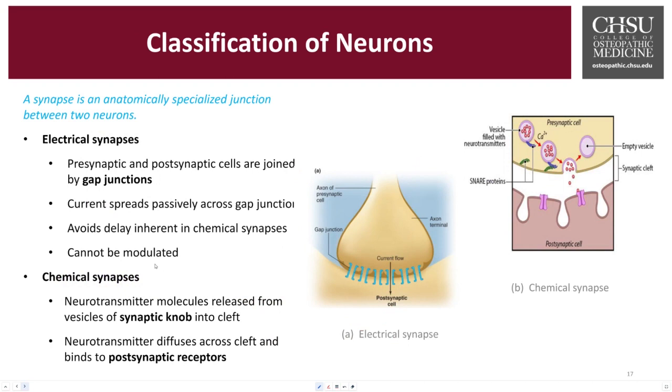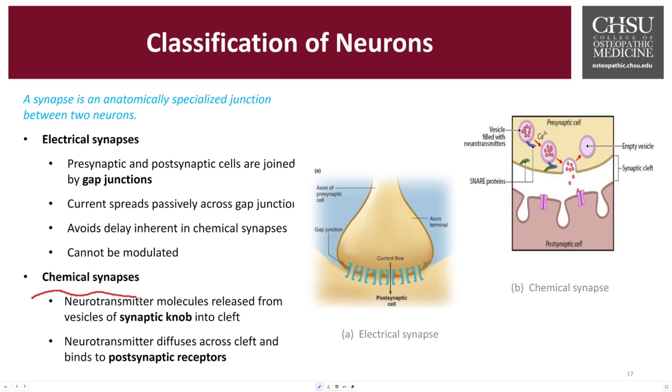There are two types of synapses. A chemical synapse is composed of a presynaptic neuron, which is the producer or the releaser of a chemical, and the postsynaptic neuron is the one that receives the signal. These are found in the human body, and they're very common.